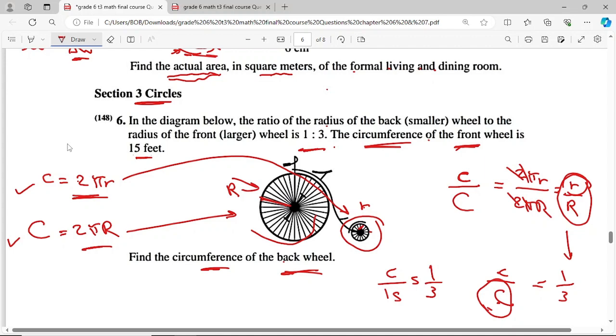Now it says find the circumference of the back wheel, which is the smaller one. That means it needs the circumference of this C, smaller C. So to get this one, I will make cross multiplication. So that means 3C will equal 15. Divide by 3, divide by 3, so it will be 5 feet. Okay?